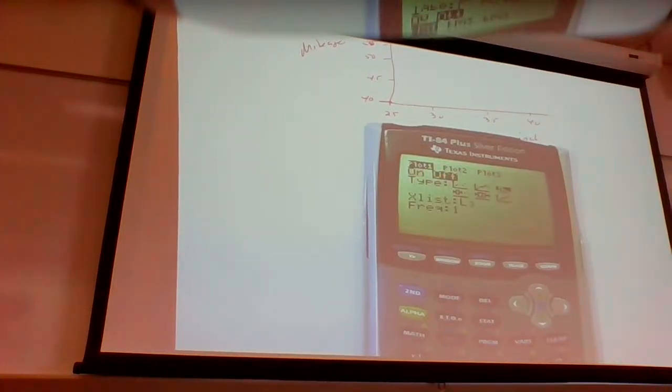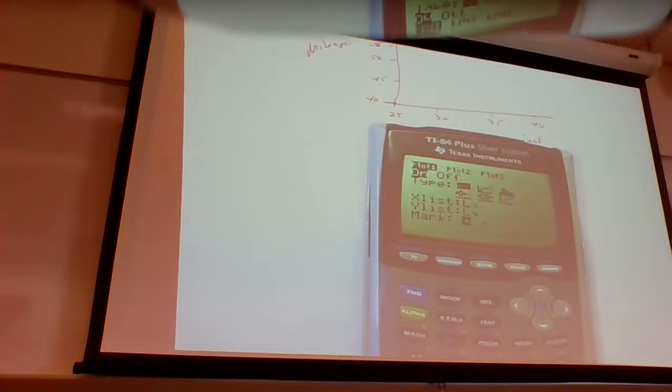Now plot 1 is on or off right now? On. So let's turn it on by pushing enter on. Push down, and you have 6 pictures if you push to the right and left. We want a scatter plot. Which of the 6 pictures would be a scatter plot? 1, 2, 3, 4, 5, 6. 1. So choose the first one.